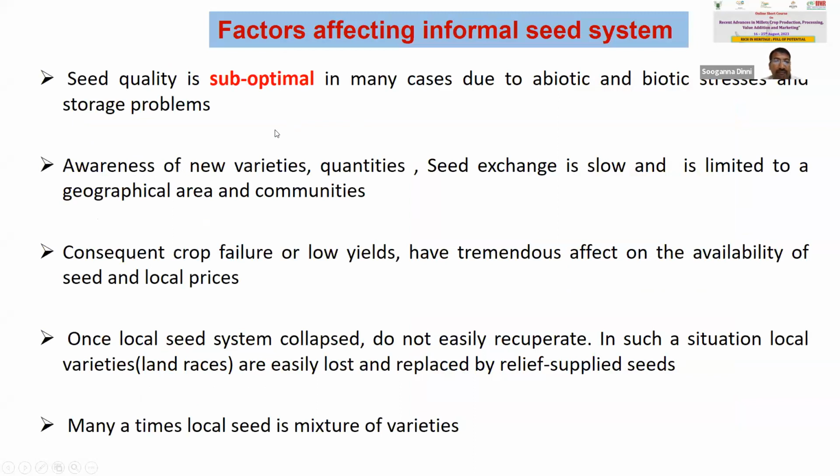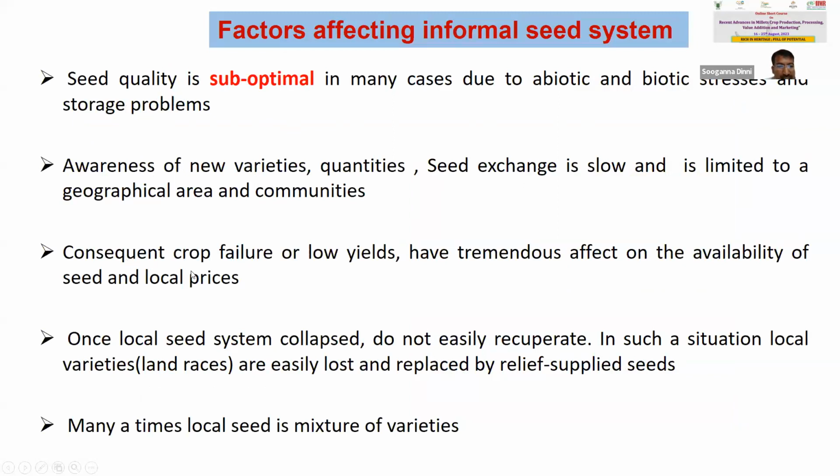So here it is affected by many factors. The informal seed system is affected by many factors. Here the quality, we don't know. The quality is suboptimal. In many cases it is due to abiotic and biotic stresses. There are many problems here. Again, awareness of new varieties and quantities and seed exchange is very, very limited here. And it is limited to the particular area also.